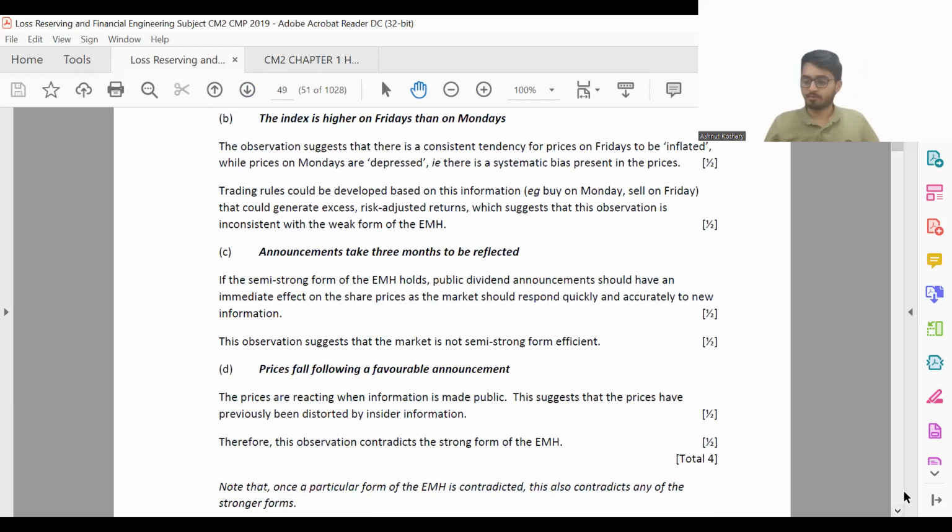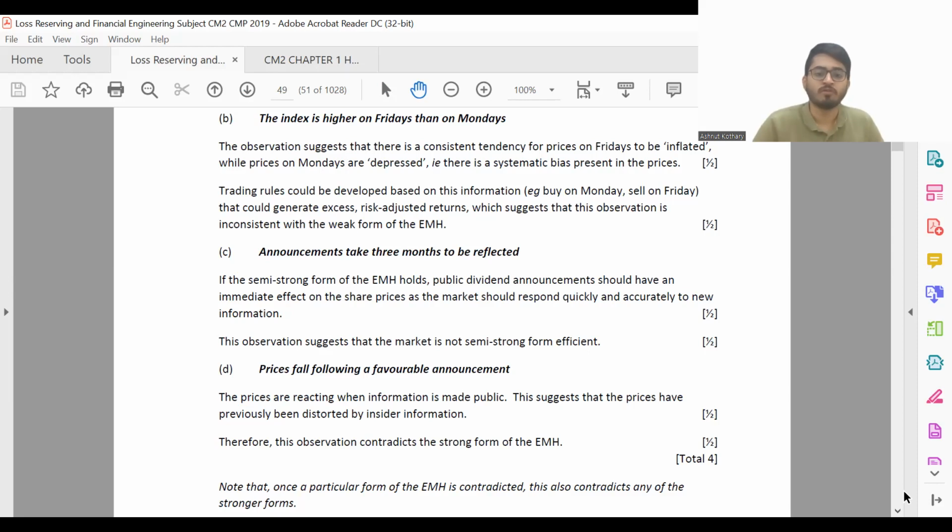So third part, more precisely, if the semi-strong form of EMH holds, public dividend announcements should have an immediate effect on the share prices as the market should respond quickly and accurately to new information. This observation suggests that the market is not semi-strong form efficient.